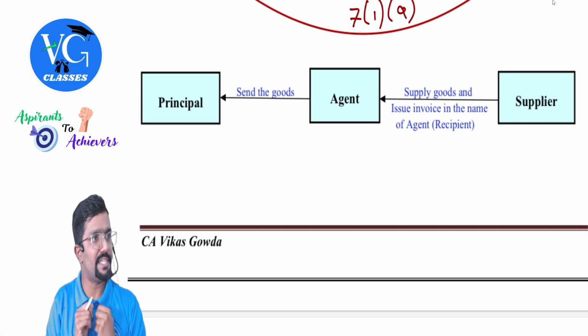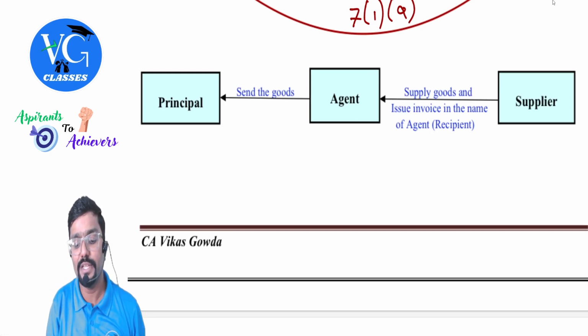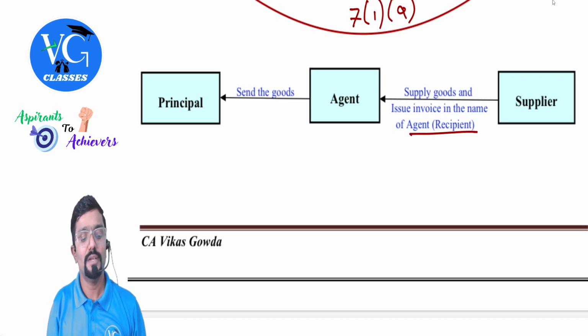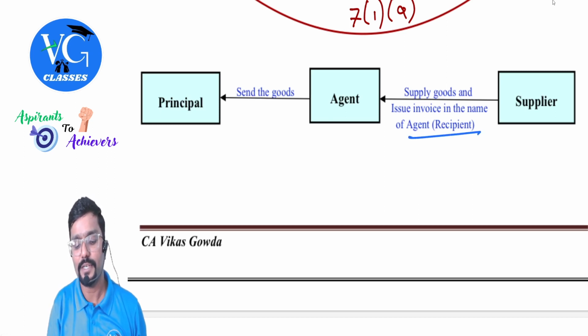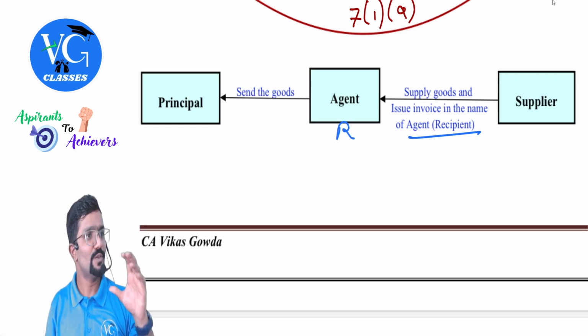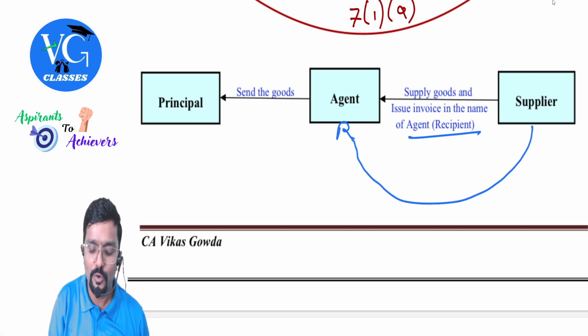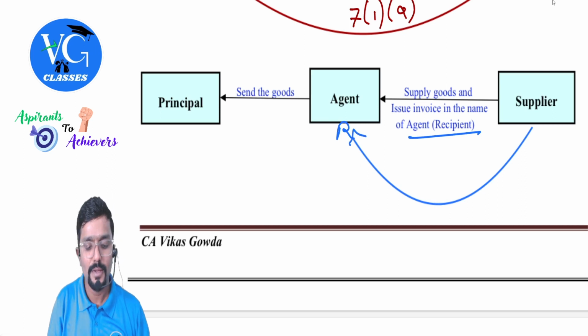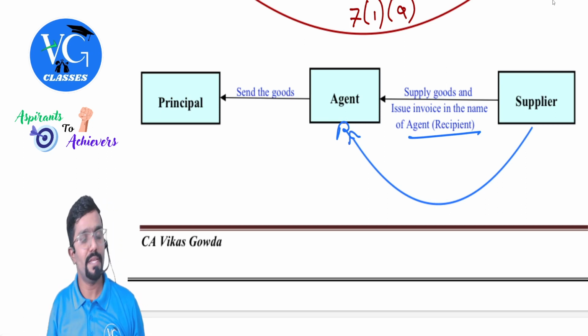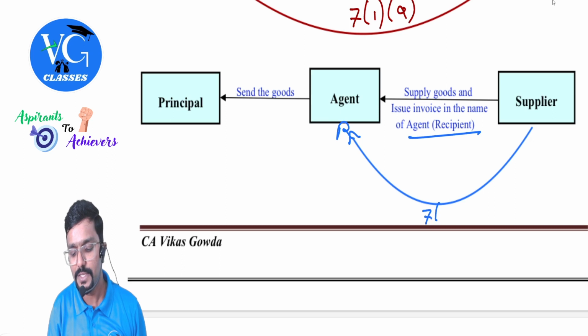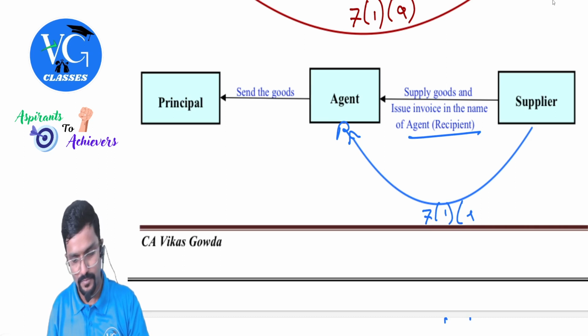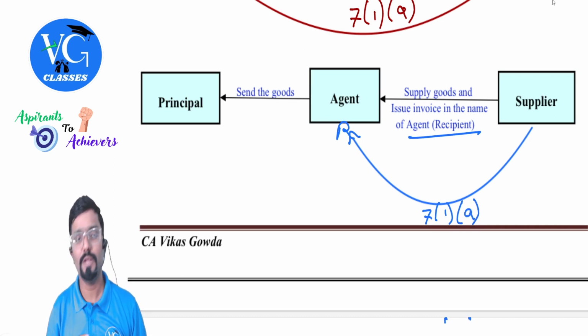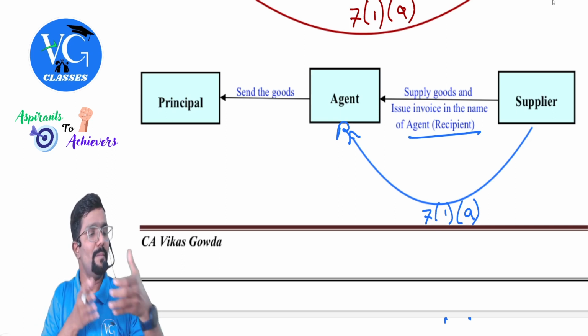Okay. Next, same example but a little different. The supplier sent the goods to the agent, but the invoice is issued in the name of whom, people? Agent. Who is the recipient as per the invoice? The agent is the recipient itself. So there is one supply first between whom? Between the supplier and the agent. This is as per which section? 7(1)(a). Then coming to the other.